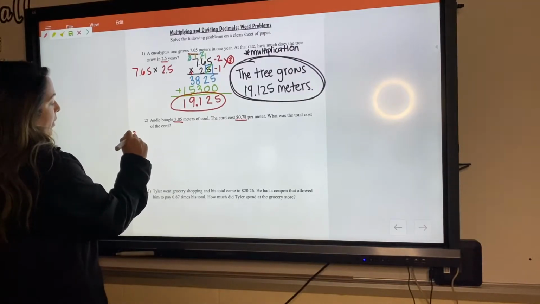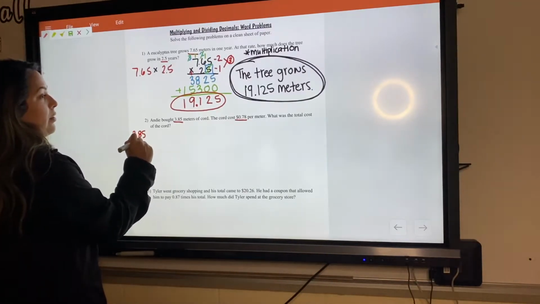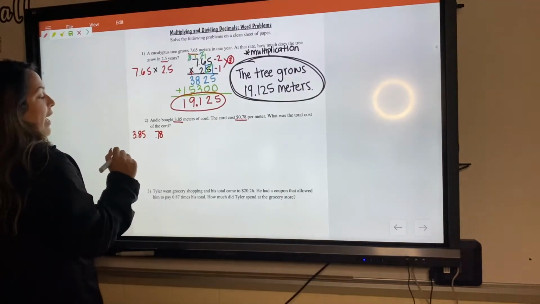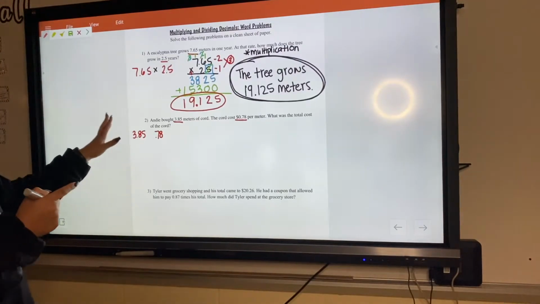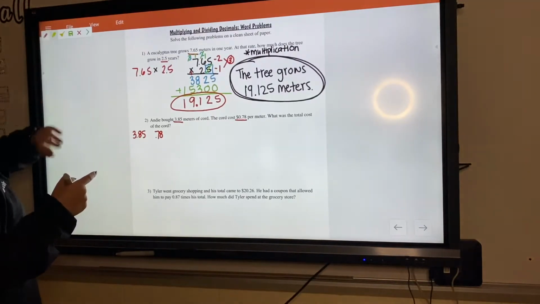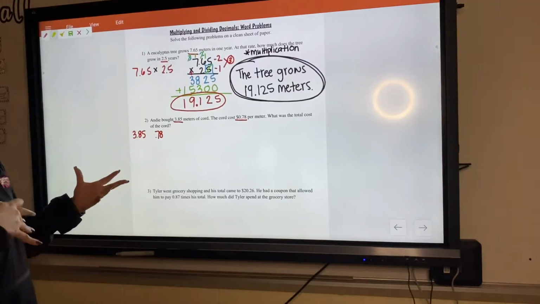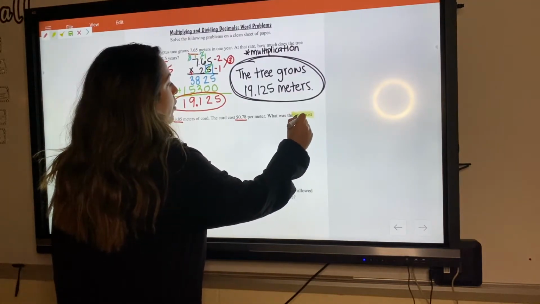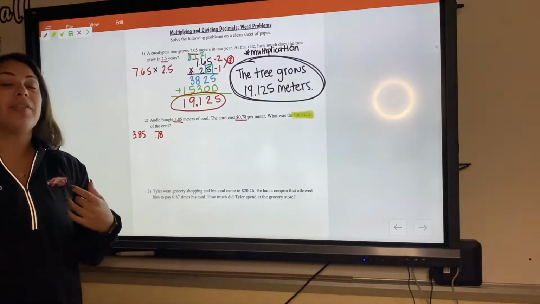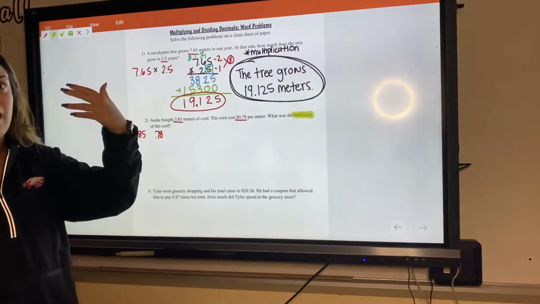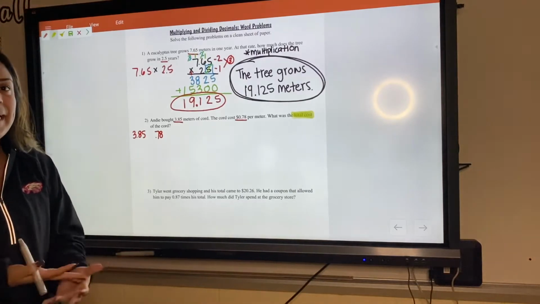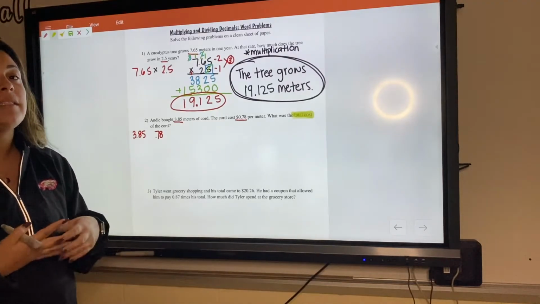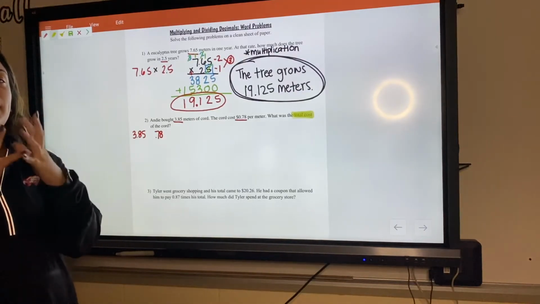So I'm gonna write 3.85 and 78 cents. I don't know what operation I'm doing, so I'm not gonna put a symbol just yet. But here's a key word that lets us know what we're doing. Total cost. I know that when it says total, y'all automatically think adding, because you're putting it together. You're combining the numbers. Total also works for multiplying, because when we multiply, we're combining the numbers together.